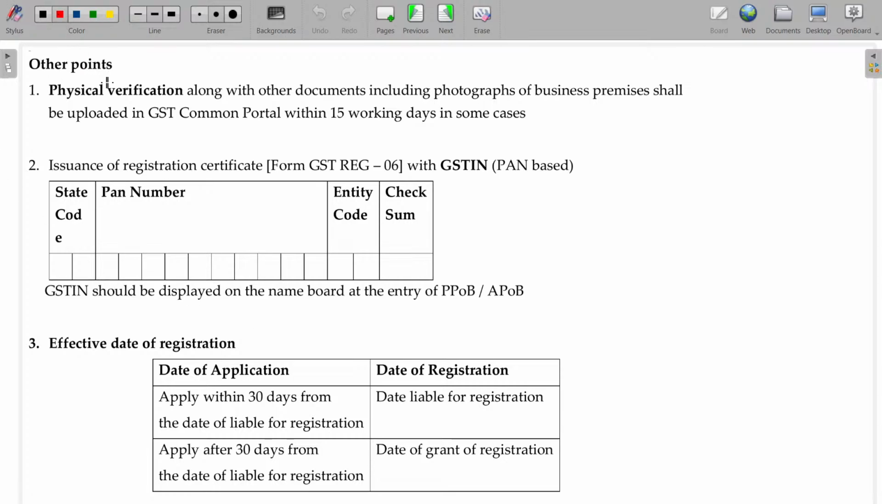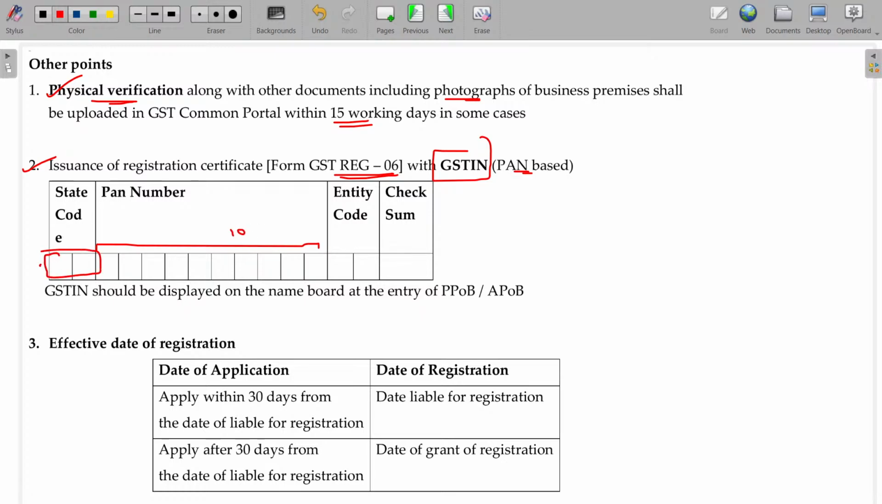Now, other points to be noted here, being physical verification. Currently, once you apply for registration stating that your business operations are in Trichy, at this location, the proper officer will come for the physical verification to check whether it is correct or not, or you need to upload the photographs along with the geo marking on the GST common portal within 15 days. And you will get the registration number under GST REG1. The GST number is PAN based.